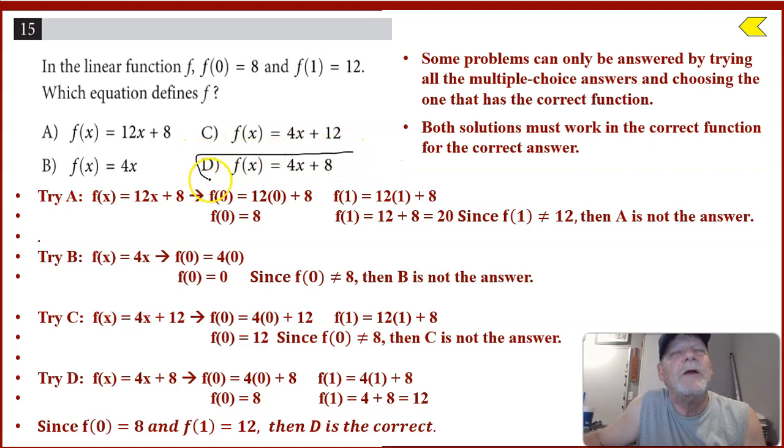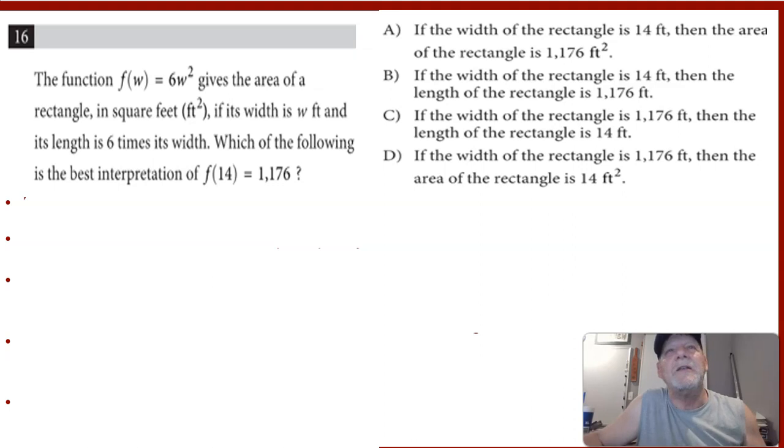Hopefully you were able to get that one right. It's a little bit different because you had to plug all of them in. All right, now let's go to problem 16.